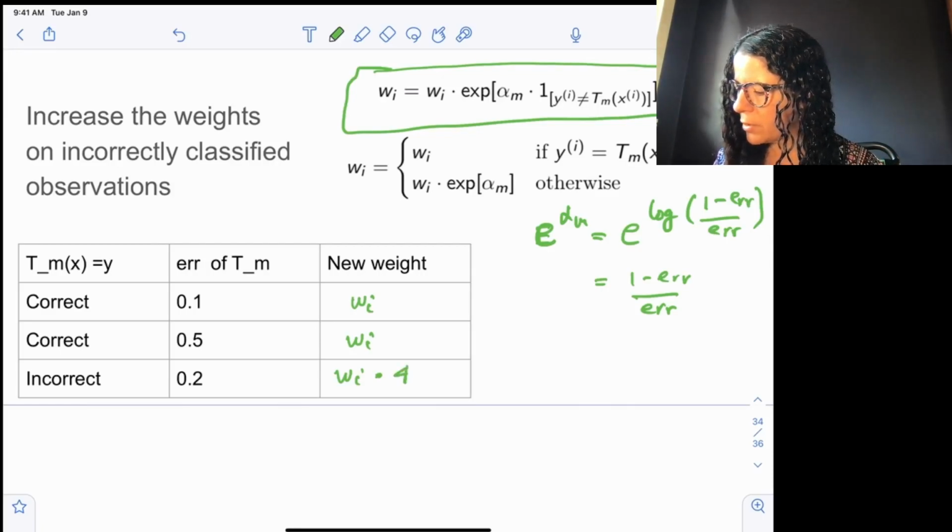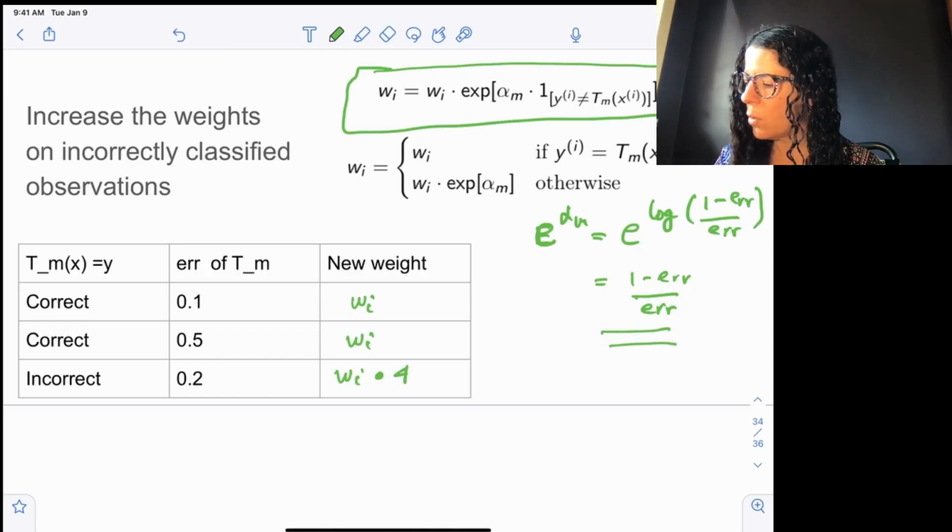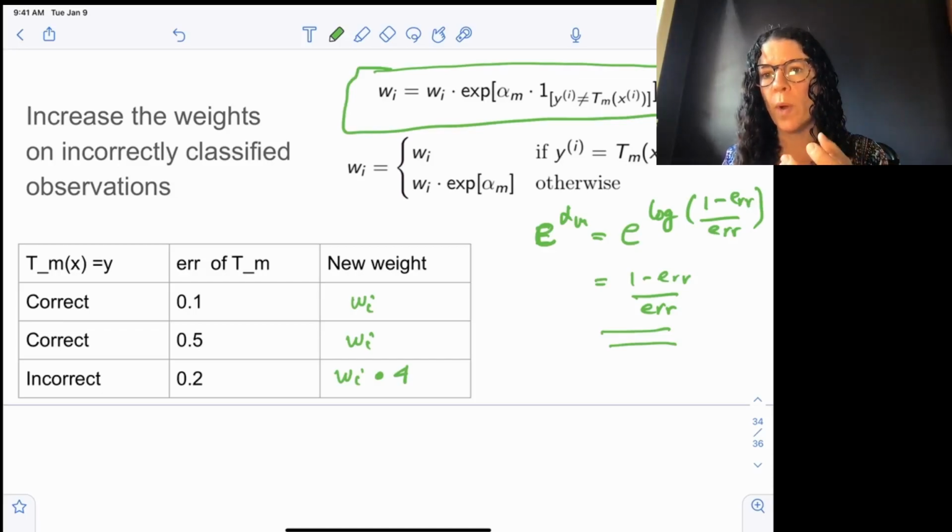If I had a different value, this value is always going to be bigger than 1 if the error is smaller than 0.5. So you're always going to be multiplying the incorrectly classified observation by a number bigger than 1. So you're going to give it more weight for the next algorithm to pick up, and to classify them in the right way, hopefully.